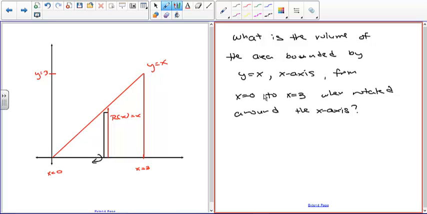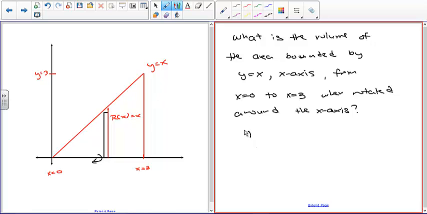by the value x equals 3 and the x-axis. So this terminology describes what this area looks like. And then I ask what is the volume if this thing is rotated around the x-axis. If I said around the y-axis, then I'd have to do a different problem. But in this case, that's what I'm looking at.